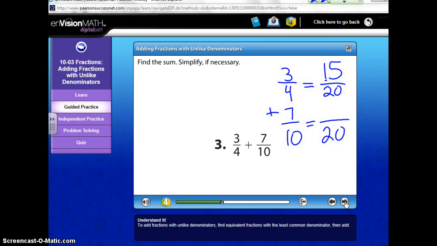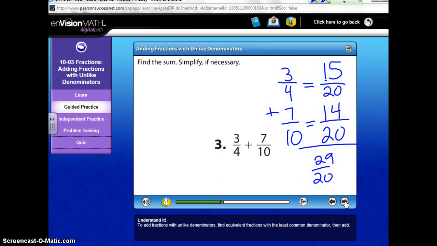7/10 equals how many 20ths? How did I get from here to here? So what would be my numerator? Okay, great. Who can add those for me in their head? Emma? 29 over 20.